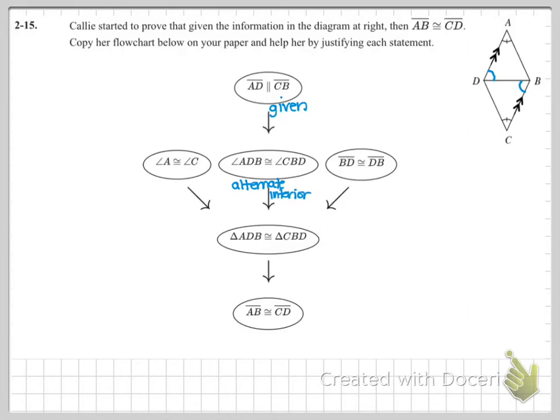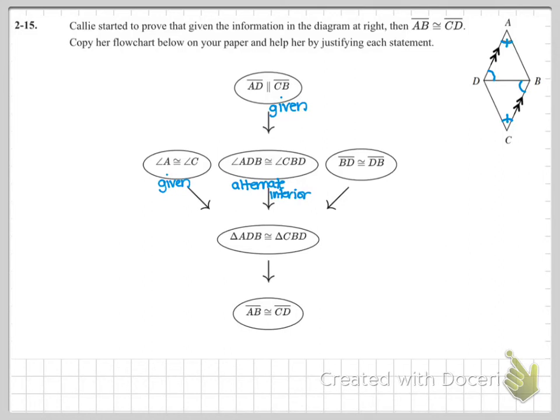Okay. All right, now I'm on the next row of stuff. So angle A and angle C. I think those are marked in the picture already. So angle A and angle C being congruent. That means since they were already marked in the picture, this one is given.